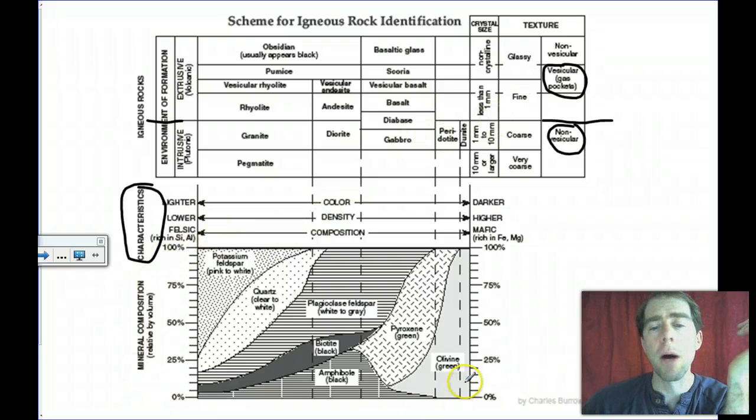We will talk more about the mineral composition in another video. It's a little bit more complicated and a little bit more than I want to get into right now. But just for now, knowing that on the left-hand side of this chart, obsidian, pumice, vesicular rhyolite, granite, and pegmatite, all of these rocks are lower in density, lighter in color, felsic. The higher density ones are on this side.